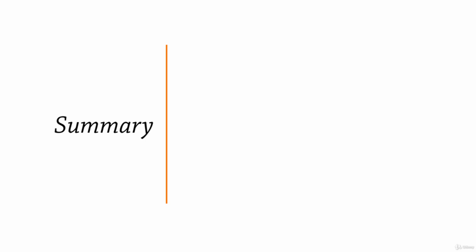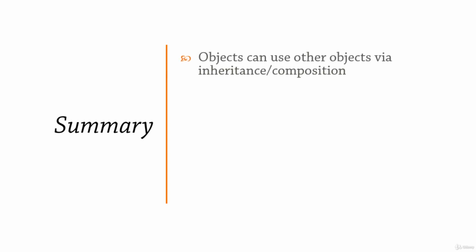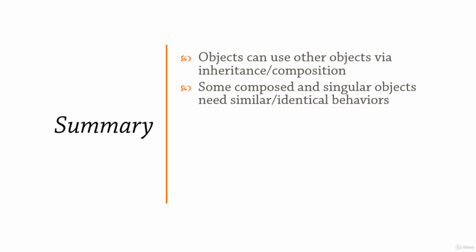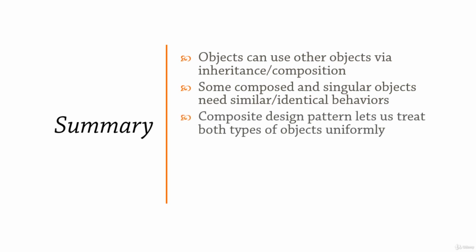Alright, so let's try to summarize what we've learned about the composite design pattern. So we noted that objects can use other objects via either inheritance or composition, and we're certainly interested in composition in this case. Some of the composed objects and single objects, or scalar objects, need similar or identical behaviors, and the composite design pattern lets us treat both types of objects in a uniform fashion.